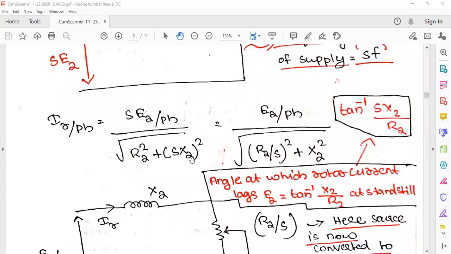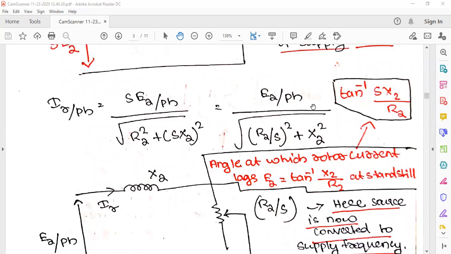Now we divide numerator and denominator by S. So we get E2 per phase divided by the root of (R2 by S) the whole square plus X2 square. And we will see why we are doing it.